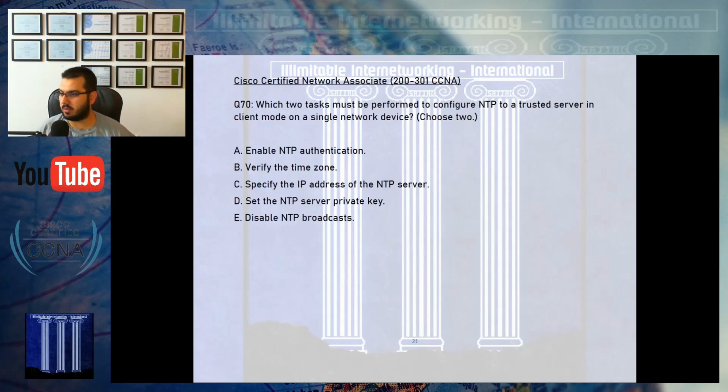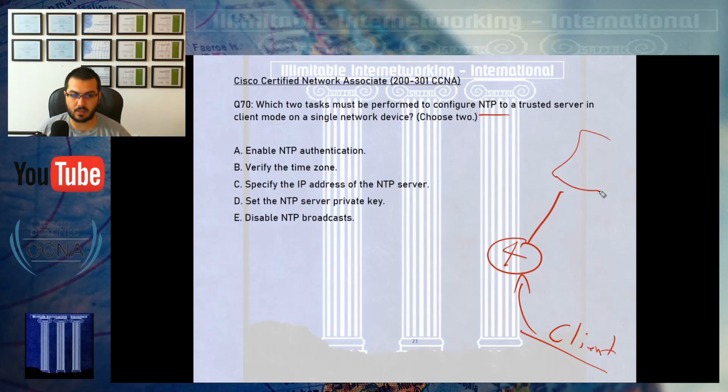Should be good. Question 70. Which two tasks must be performed to configure NTP to a trusted server in client mode on a single network device? Okay, you mean that I have a router that I should configure as an NTP client, and I should configure that it will be a client to this trusted server. I guess so. So let's see.